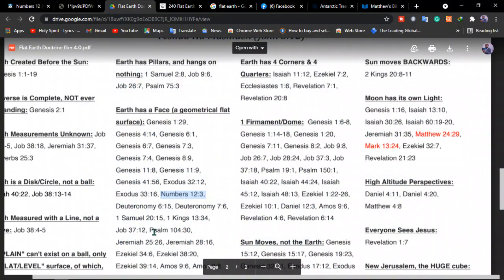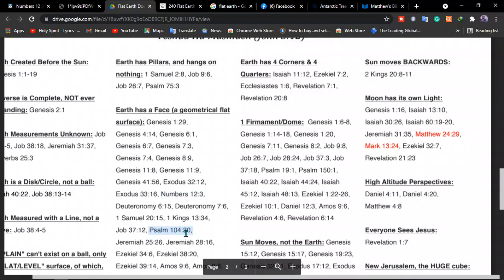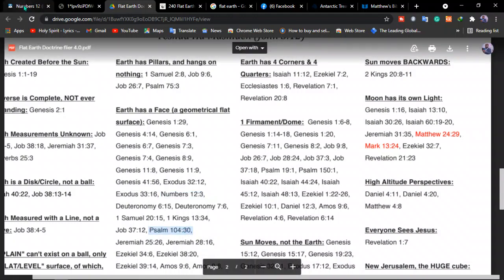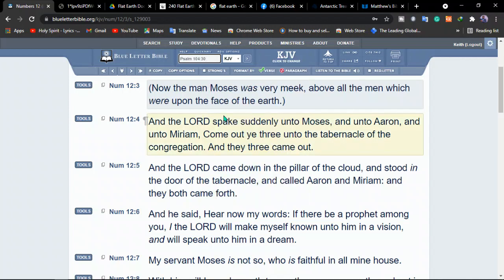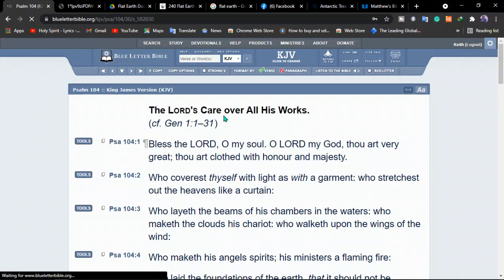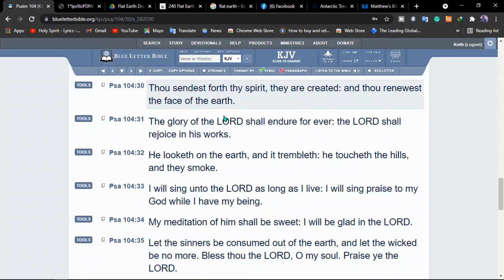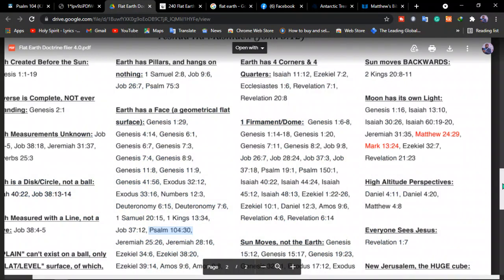Okay. Let's sample another one here in Psalms 104 verse 30. You can just pause later on the video, take a screenshot, and go and check those verses. Thou sendest forth thy spirit, they are created, and thou renewest the face of the earth. Are you seeing? The earth has a face.